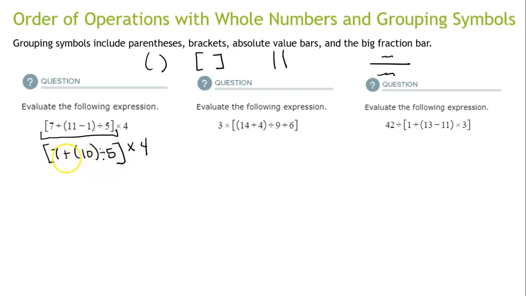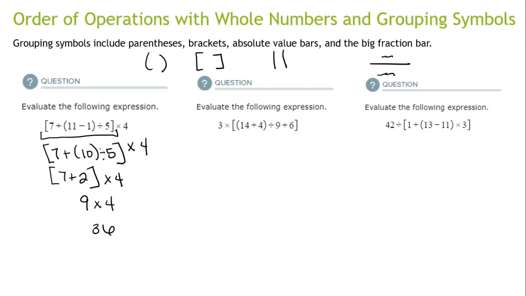Inside the grouping symbols, I don't want to add 7 and 10 first because multiplication comes before addition and subtraction. Division comes before addition and subtraction. So I bring down the 7 plus, 10 divided by 5 is 2. And I'm still bringing down that times 4 that's on the outside. 7 plus 2 becomes 9. And now I can lose the brackets because I've done everything inside of them. And 9 times 4 just becomes 36.